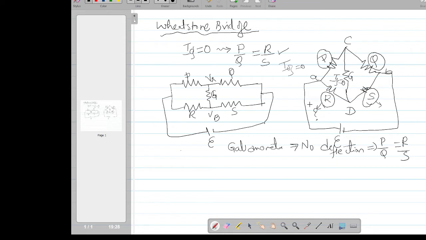Now, once I connect this EMF battery between end points A and B, what will happen? The current I1 flows here, the current I2 flows through the resistor R, the current I3 flows through the resistor Q, and I4 flows through the resistor R.